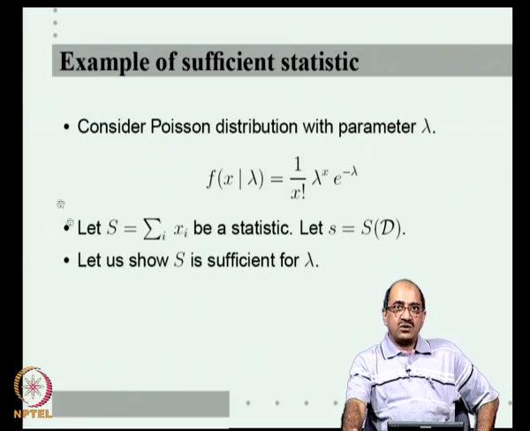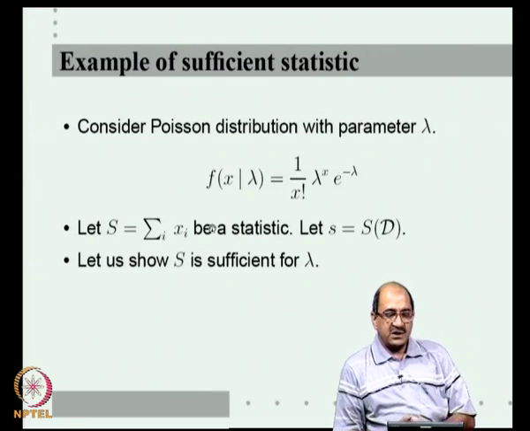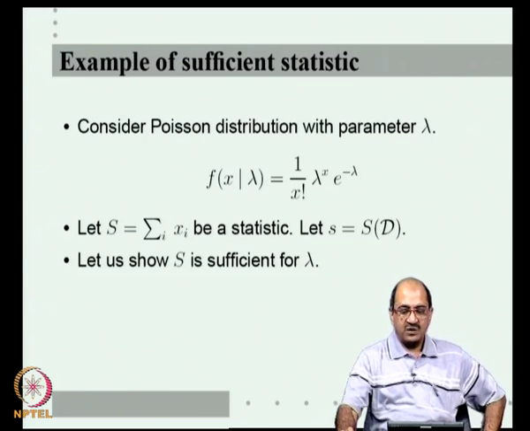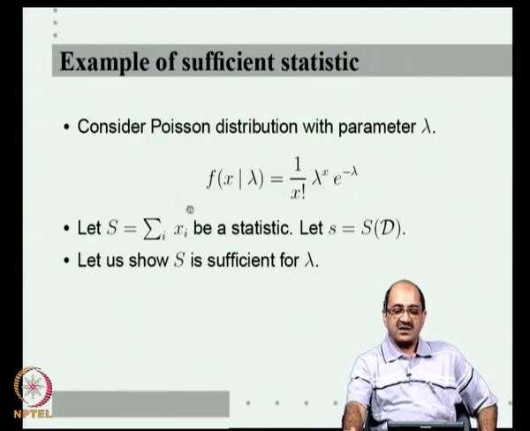Now let us show that for Poisson distribution this is a sufficient statistic. For Poisson distribution we know already that lambda is the mean of the distribution, and hence the ML estimate is the sample mean. If you just give me the summation of xi, I can calculate the sample mean. I do not need the individual xi. So, we know that this is sufficient for estimating lambda. Let us show that S is sufficient as per our definition.